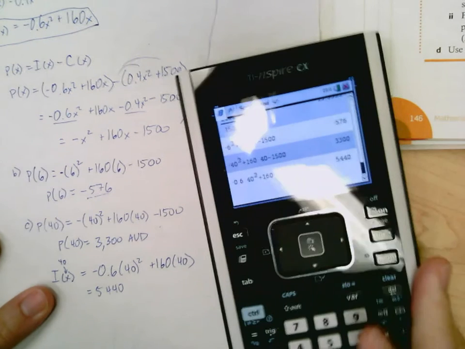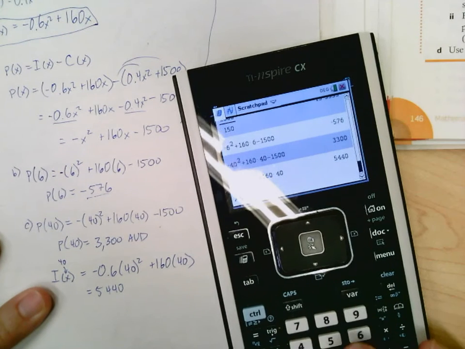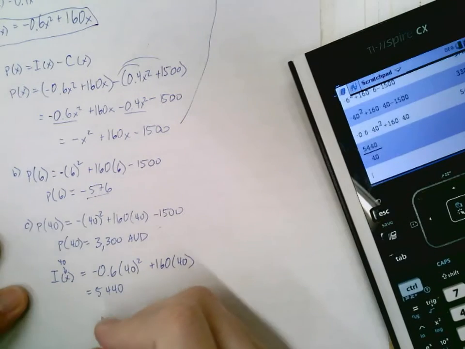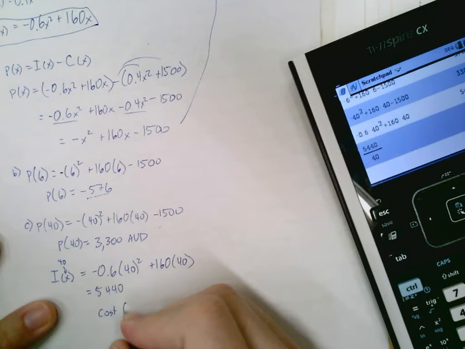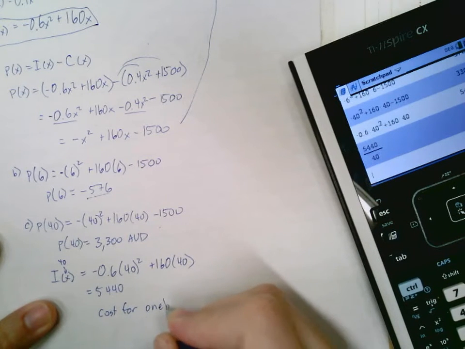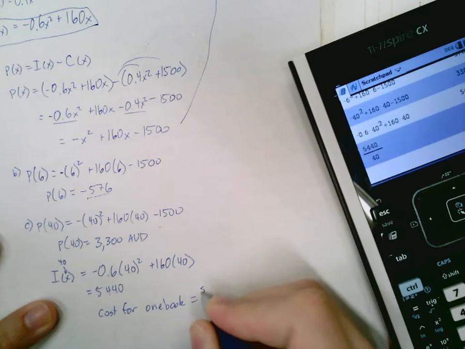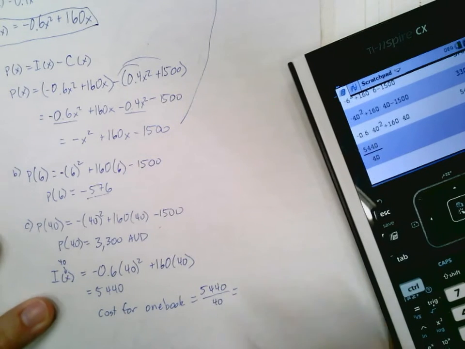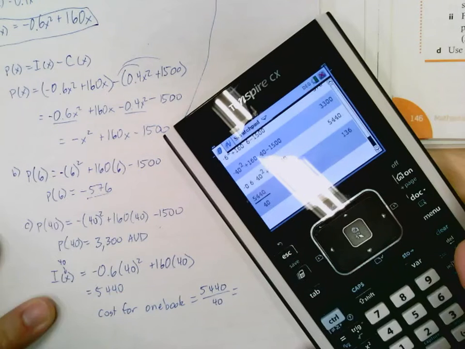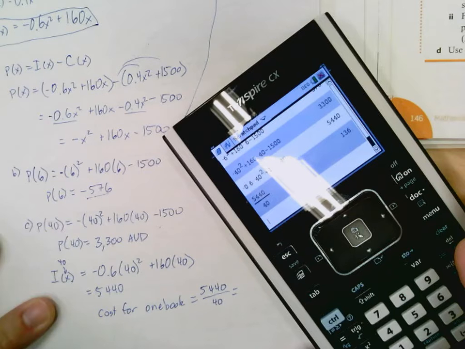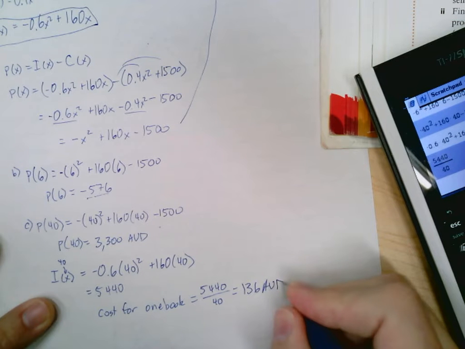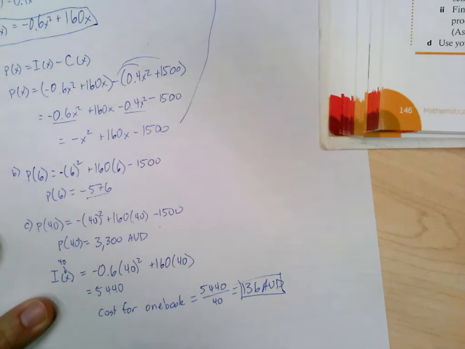So now we're going to take that number and divide it by 40, because the question was, what's the selling price for one book? So the selling price for one book equals 5,440 divided by the number of books. And you can see on my calculator right here that it's $136 for one book. Wow, that's an expensive book. That better be a special book. It must have pretty pictures or something.